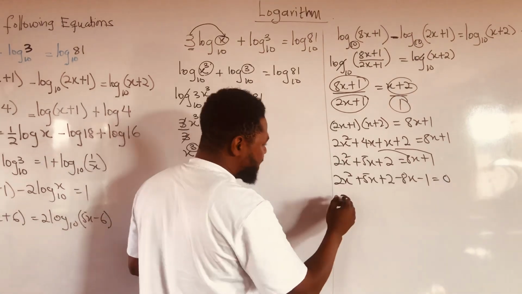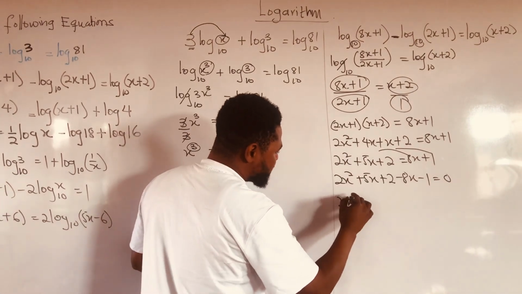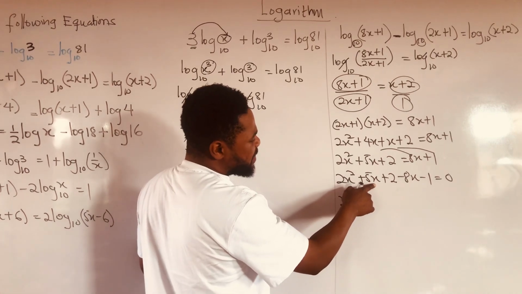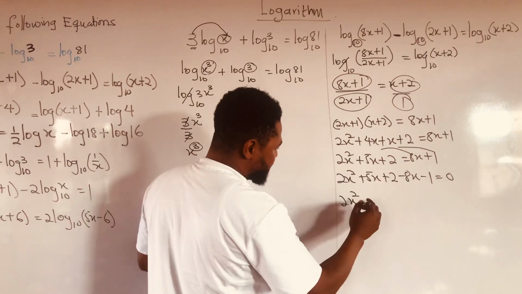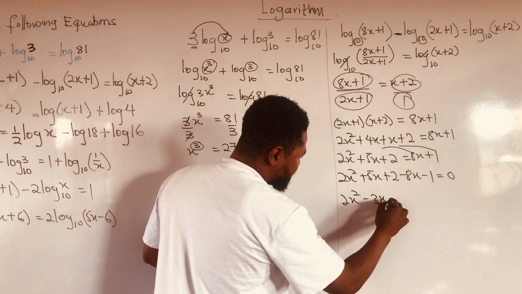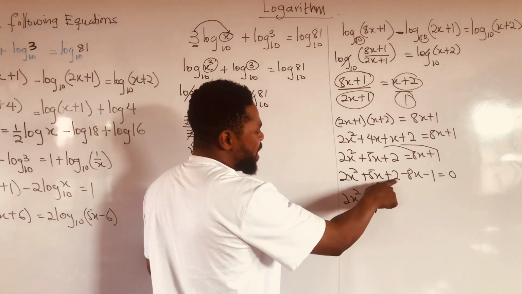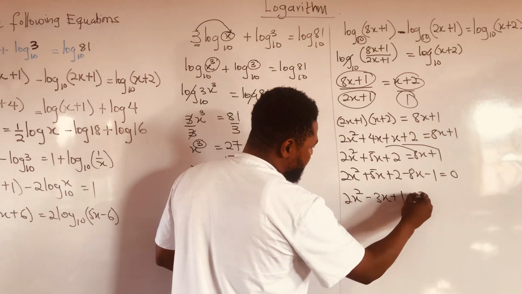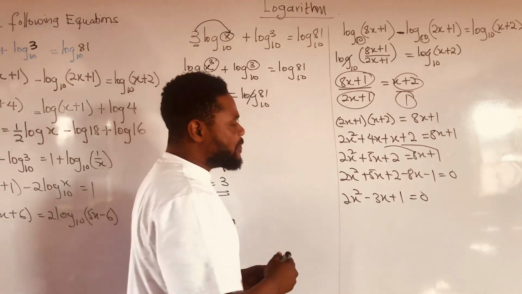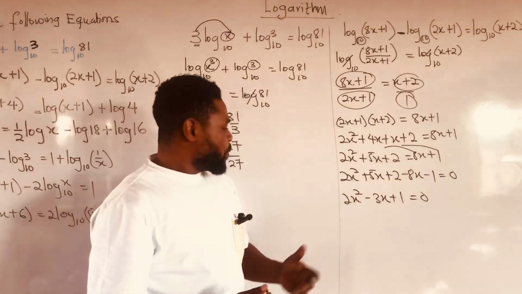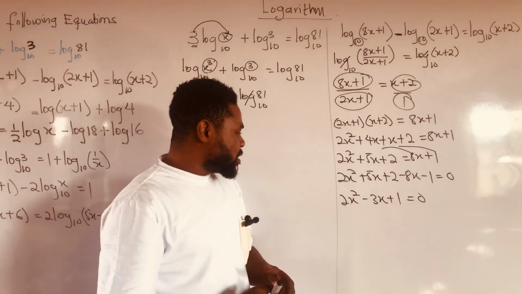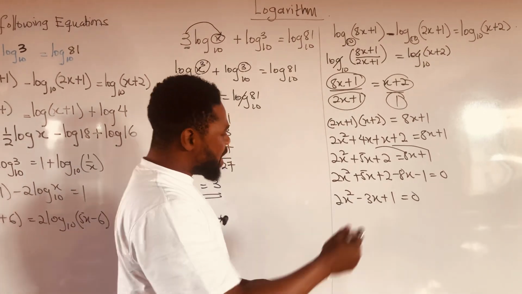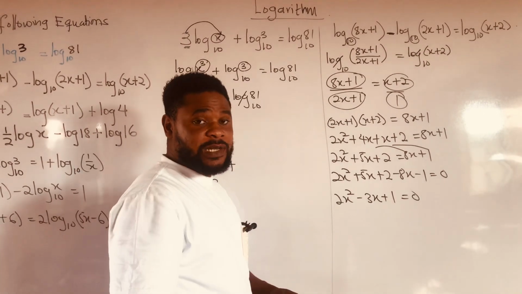Now let us simplify this. So I have 2x squared, and I have 5x minus 8x. That will give me minus 3x. I have 2 minus 1, and it's going to give me 1 equal to 0. So we have a quadratic equation here. We can use our formula approach or use the factorization approach. But in this case, let's see how we can use the factorization approach.